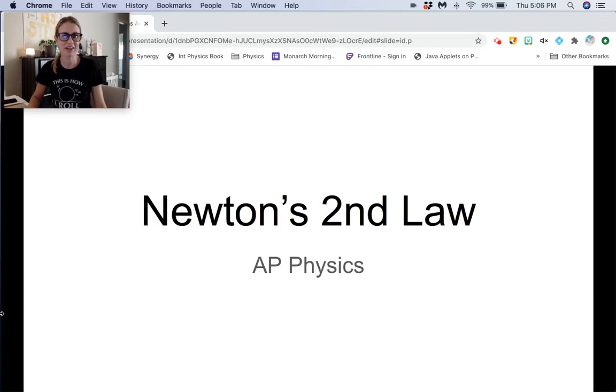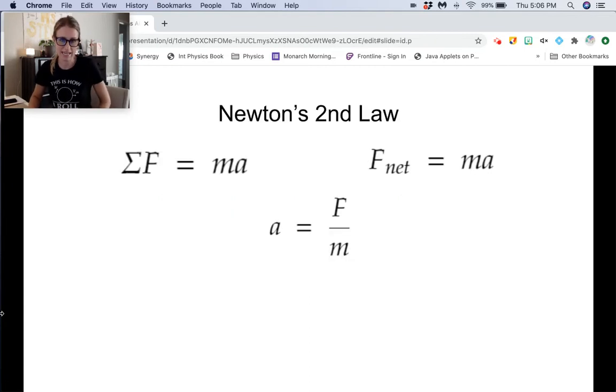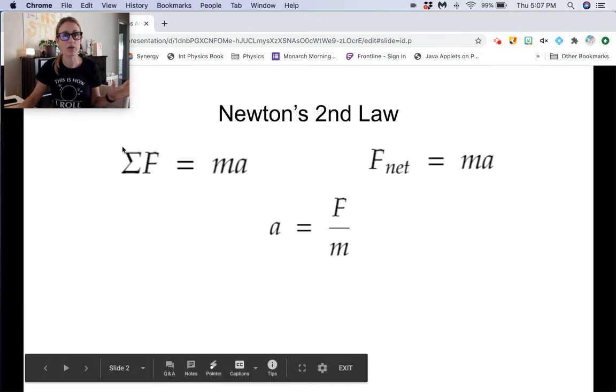All right, everyone, we're going to be talking about Newton's second law today. So Newton's second law is that big equation that you've probably heard of before. Our force is equal to mass times acceleration. Now, a lot of the time you will see this law written like this.